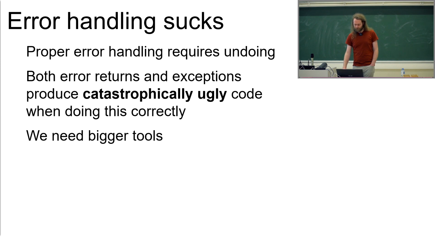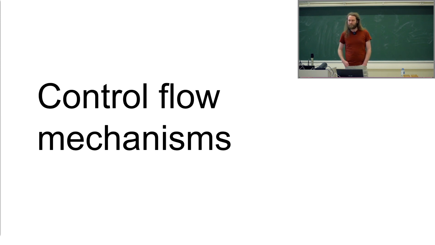So in order to do this appropriately, we need some bigger tools. We need some seriously bigger tools than just error returns and exceptions. We need some bigger tools than try-catch boxes. We need some bigger tools than ifs and elses. And those bigger tools, that's what we're going to pull out in the last part. It's not going to be the full 45 minutes after the break, but we are going to take the break. And after that, we're going to talk about control flow mechanisms.